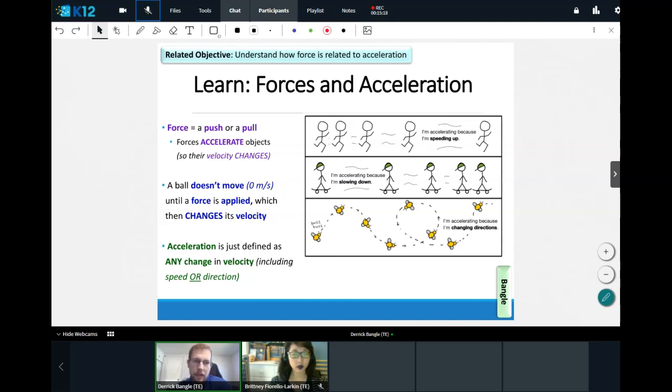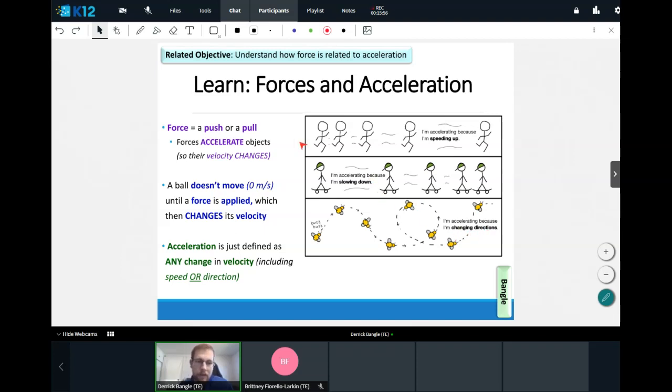So first of all, let's just take note of the little picture that we have here just to help us understand what forces and acceleration are. We can see that our happy little stick figure is running toward the right, and he says, I'm accelerating because I'm speeding up. Then we have our cool rad stick figure on our skateboard with his hat, and he says, I'm accelerating because I'm slowing down. All right, and then we have a yellow bug, possibly a bumblebee, and it's buzzing all around in this curved path right here. And he says, I'm accelerating because I'm changing directions.